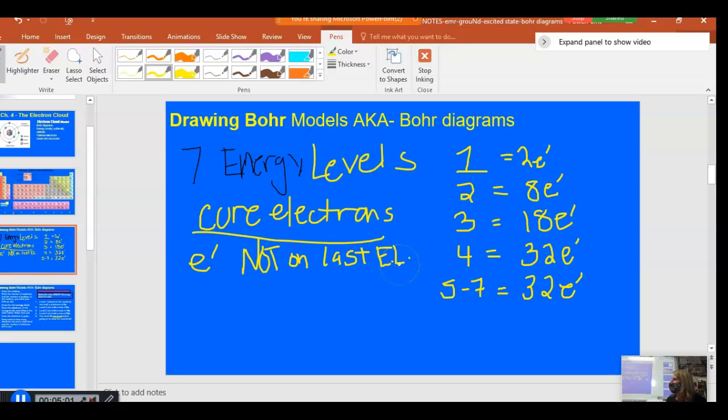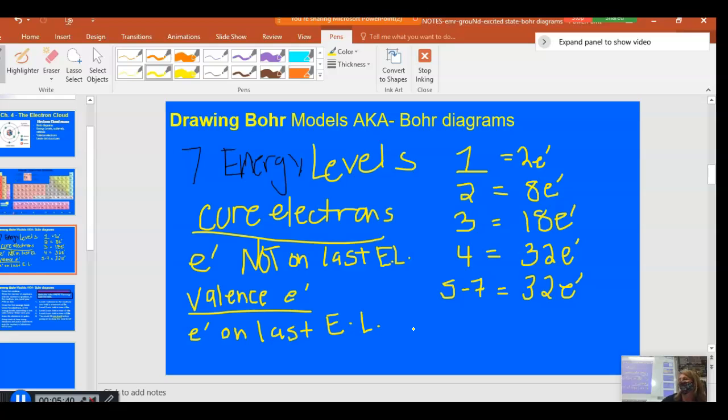We also have what we call valence electrons. Now, if the core electrons are the electrons not on the last energy level, the valence electrons are the electrons on the last energy level. So valence electrons are electrons on the last energy level.